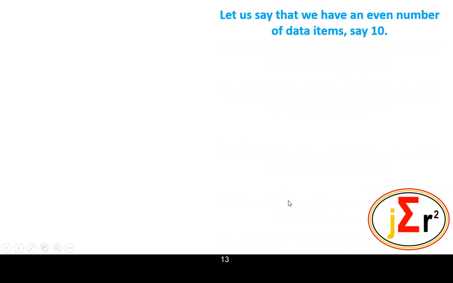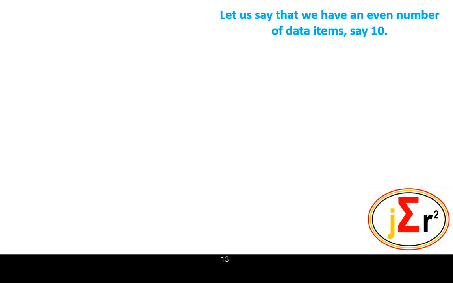We will demonstrate how the number of items will determine how we find or calculate the median of a distribution. What do we mean when we say we will demonstrate how the number of items will affect the way that we find the median? We mean whether the number of items is even or odd.